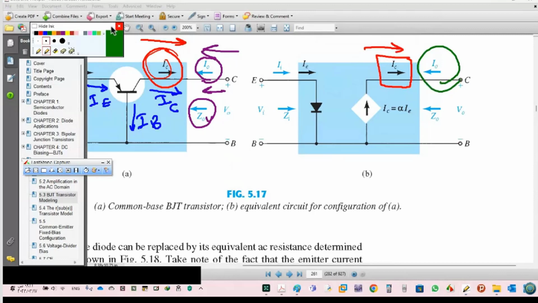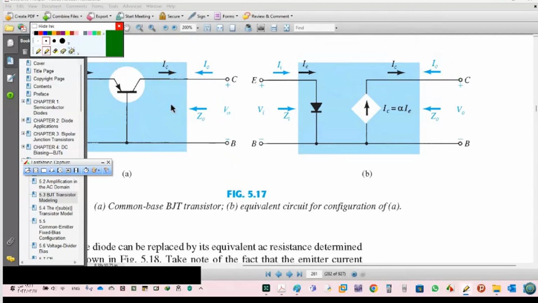This is first. Second thing, usually we know that this is out, so it's here like this. IC in common base is alpha IE, and this is alpha IE. And here we are using small letters because we are dealing with AC current. So see here, ic equals alpha ie.